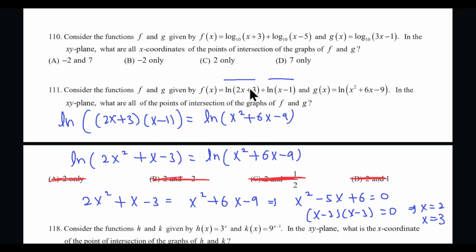So if I put 2 here, yes, that's positive, it will work. 2 here, yes, that's okay. 2 here, yes, that's positive. So all good. If I put 3 here, yes, all good. 3 here, 3 minus 1, positive 2, all good. 3 here, yes, positive. So yes, 2 and 3 are both acceptable. So this is my final answer.